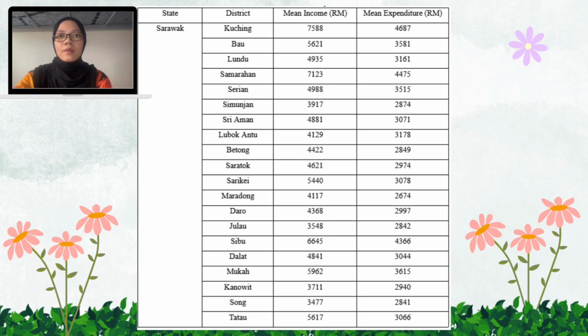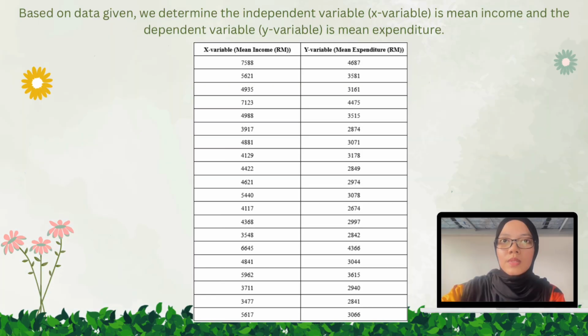So, this is the data. We take mean income and mean expenditure, and we take 20 districts in Sarawak, which are Kuching, Bau, Lundu, Samarahan, Serian, Simunjan, Sri Aman, Lubuk Antu, Betong, Saratok, Sarikei, Maradong, Daro, Julau, Sibu, Dalat, Mukah, Kanawit, Song, and Tatau. Based on the data given, we determine the independent variable X is mean income and the dependent variable Y is mean expenditure.